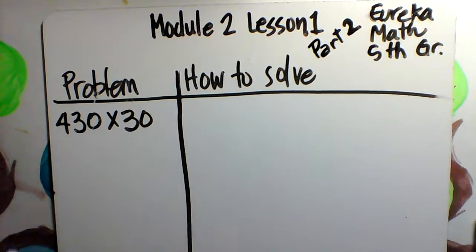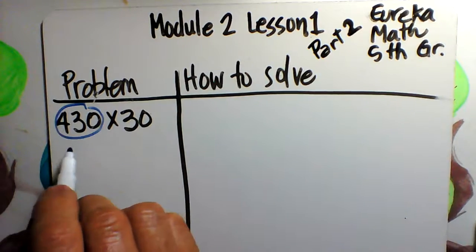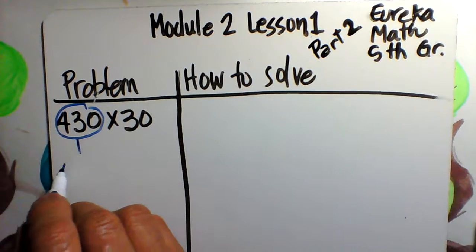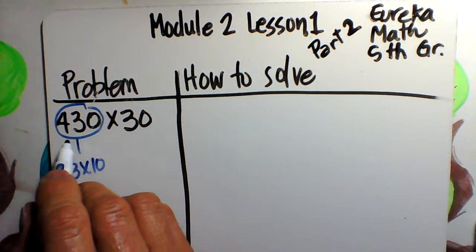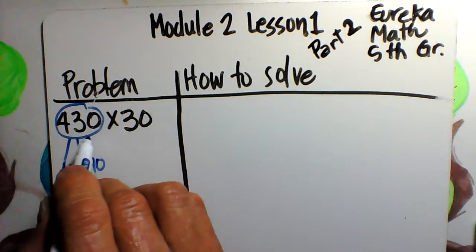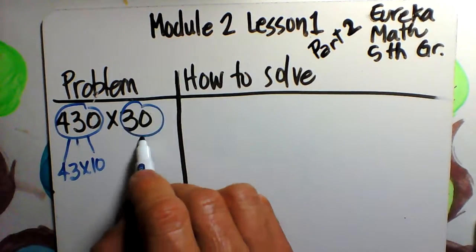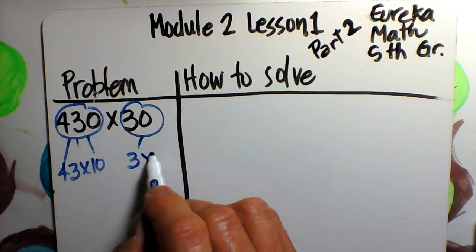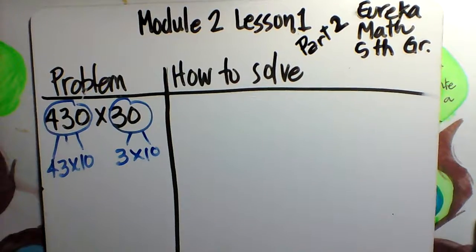If you look at this multiplication, they both have zeros. So you can break this down into a decomposition that will look like this: 43 times 10. That will be our decomposition. This one will be 3 times 10. So now why do we do that?